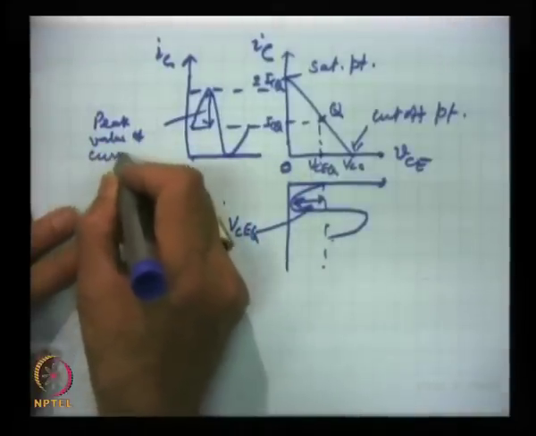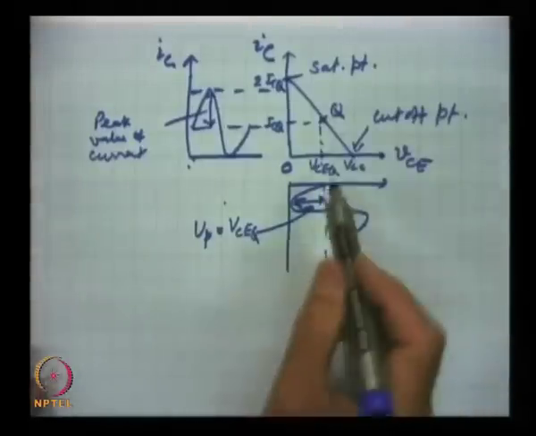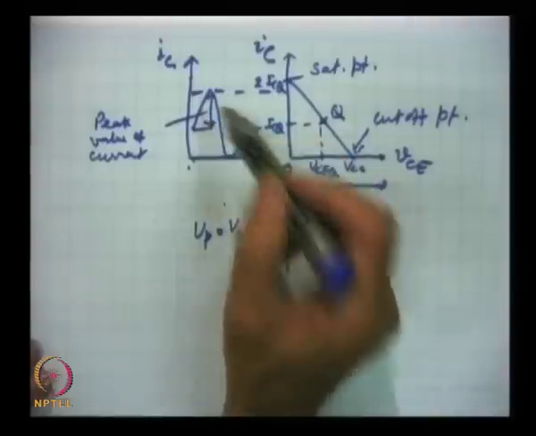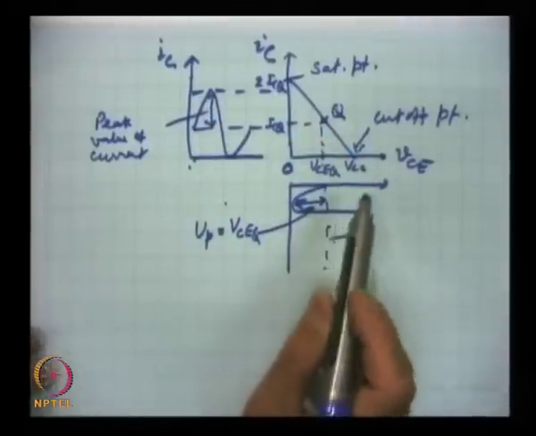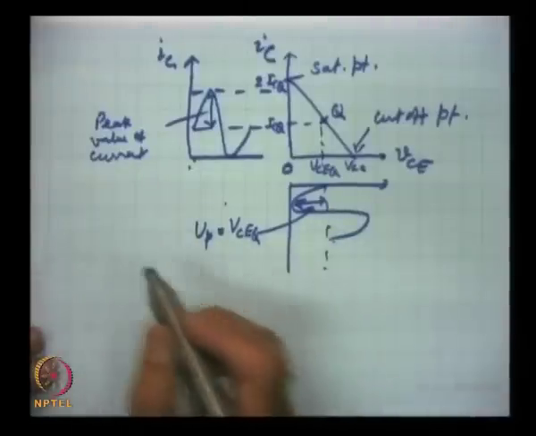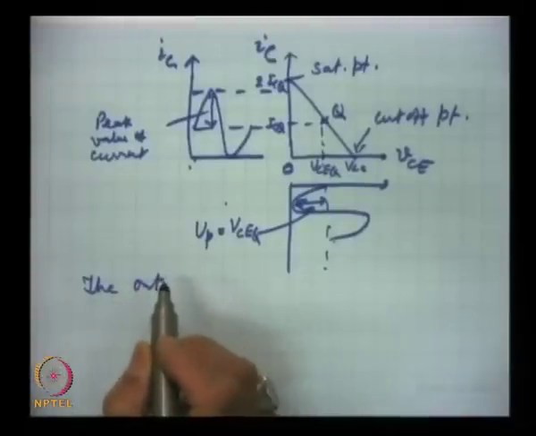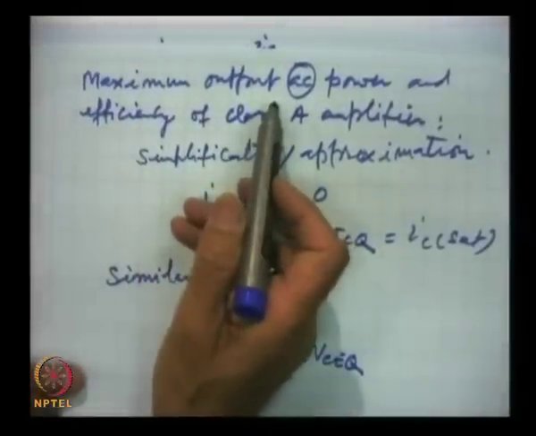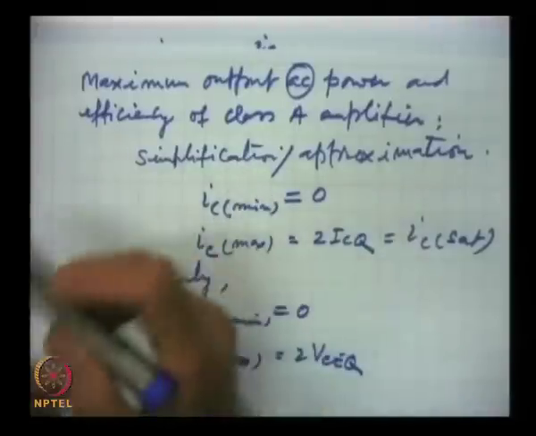Peak current. Now, once we know these peak values, this is the AC current in the output circuit, this is the AC voltage, then the output AC power, because our objective was to find the maximum output power in class A amplifier and the conversion efficiency of class A amplifier.